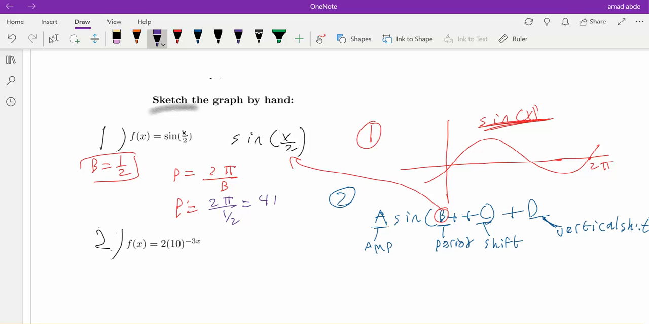Therefore, the only difference between sine of x over 2 and sine of x is the fact that the period in sine of x over 2 is 4 pi, while it is 2 pi in the normal sine. Okay, let's just graph it real quick.